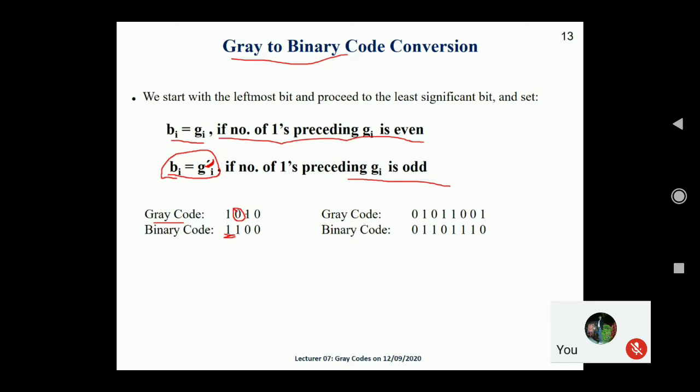Now again we go to the next bit. The next bit is 1. How many ones have occurred? Only 1, and 1 means odd. So again we complement, 1 to 0. So this one is the complement form of this one.